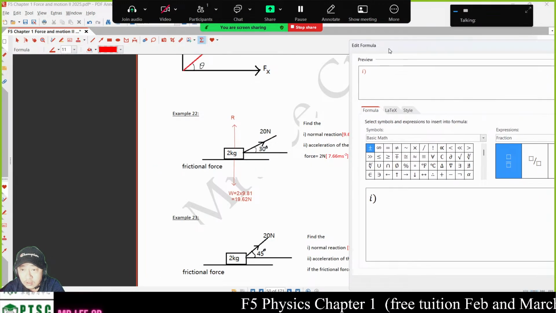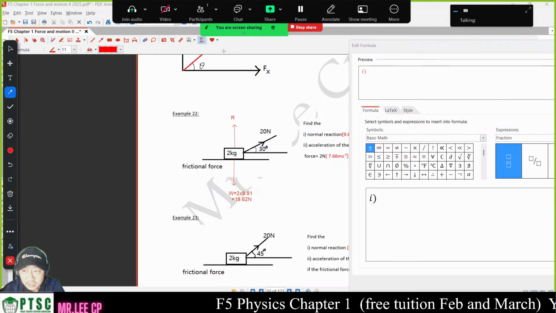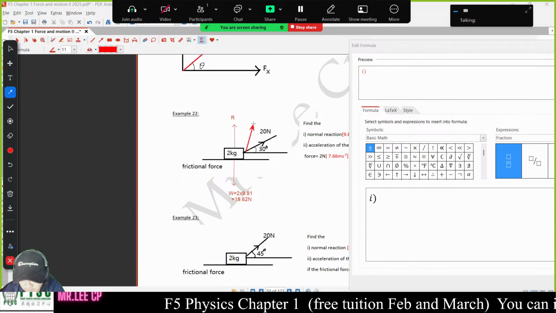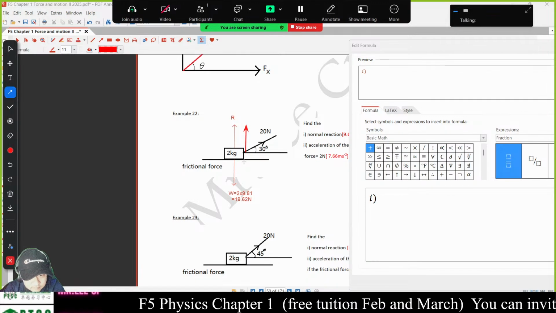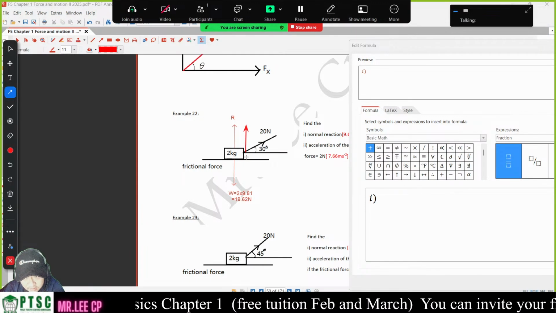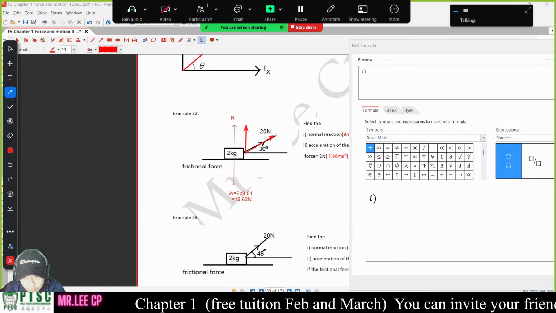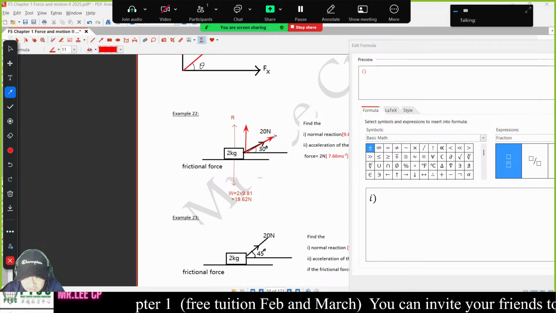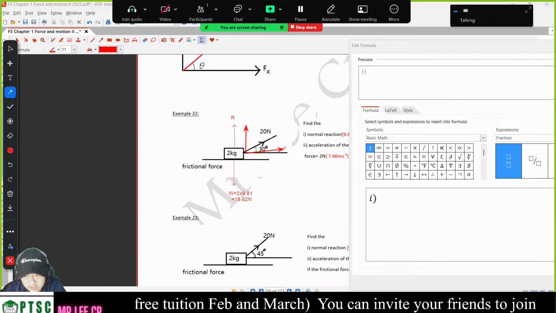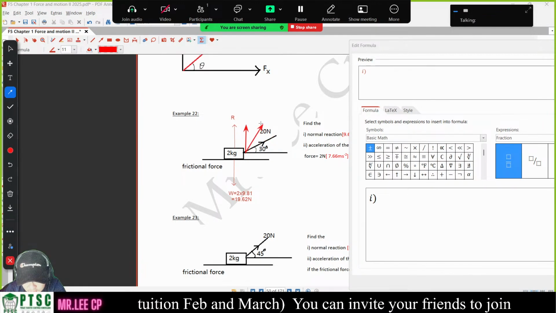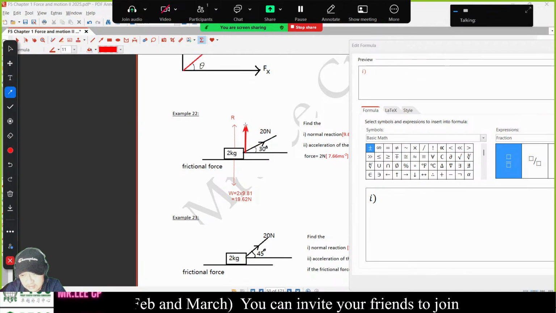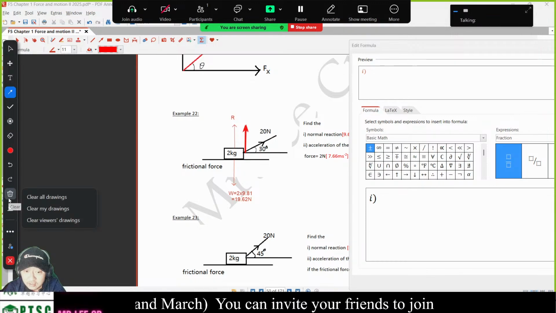Number one, find the normal reaction. So now there is a force here, right? This force contributes upward, so this force is called Fy. So how much is Fy? Fy is 20, touching 30 or not touching 30? I want you to see 30 is here. So does 20 touch 30 or not? Not touching, right? Not touching, then I use sine.